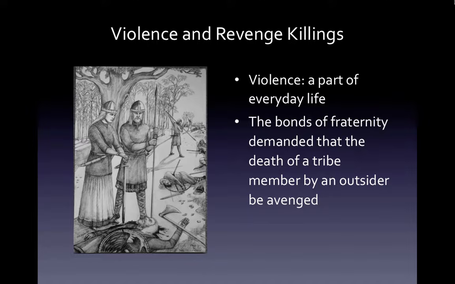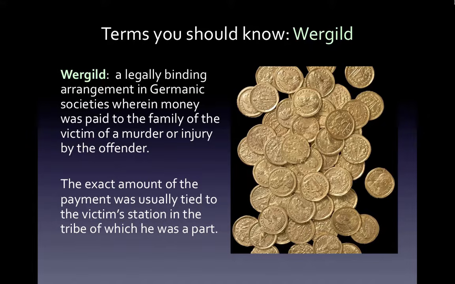And it was precisely because revenge killings were so routine that the Anglo-Saxons devised a rough form of justice that could stanch the flow of blood. This was known as weregild. Weregild was a legally binding arrangement in Germanic societies, wherein money was paid to the family of the victim of a murder or injury by the offender. The exact amount of the payment was usually tied to the victim's station in the tribe of which he was a part. The more important the victim, the more money the offender had to pay.